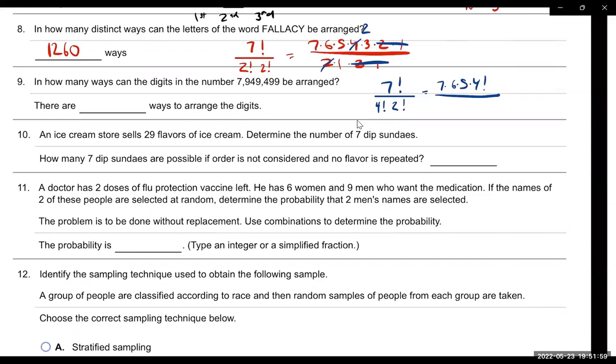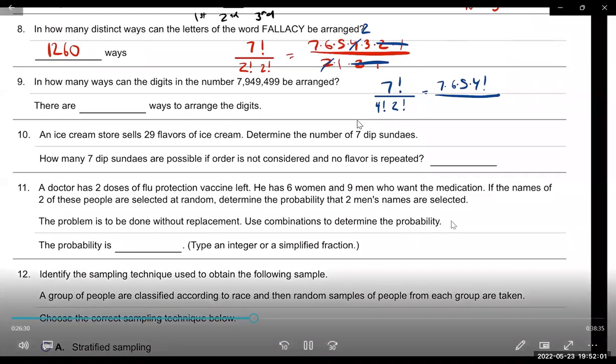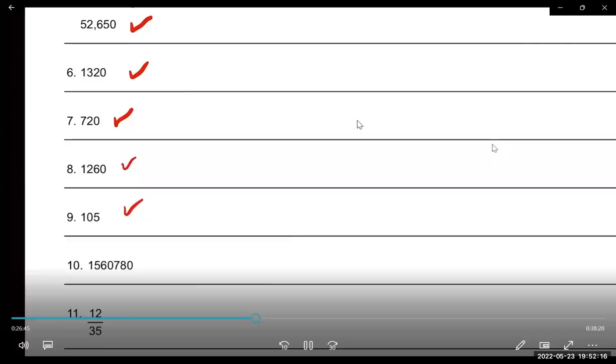So an ice cream. It's not writing anymore. Oh, yeah, it disconnected. Let me see if I can get it to connect again. I just checked the answers 8 and 9, and it looks like we got those right.